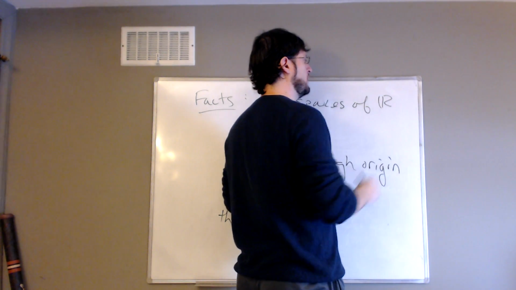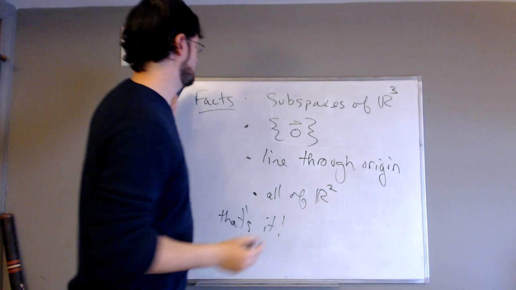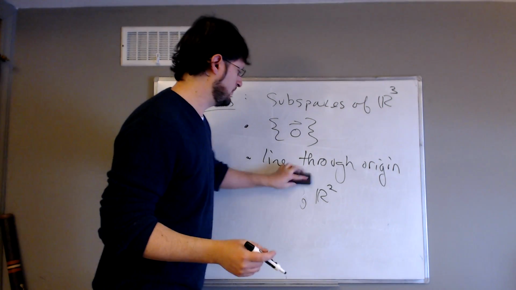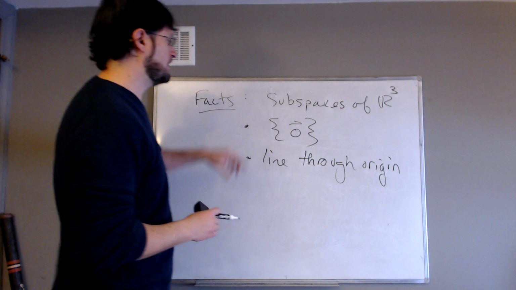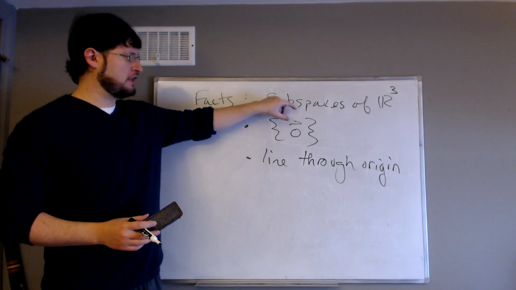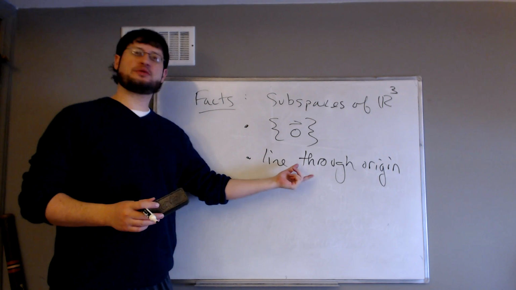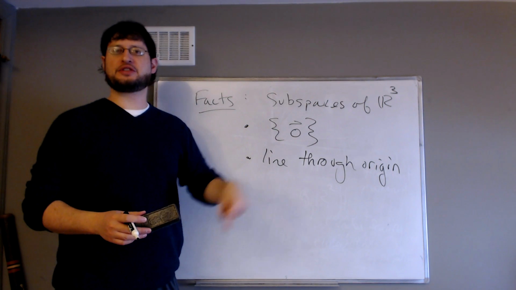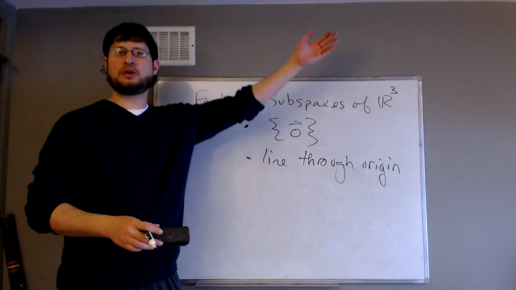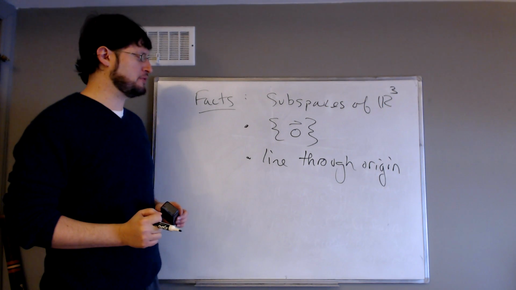For R3, we have a few other things. We still have the zero set, the set that just has the origin in it. That's a subspace. Even if we're in R3, a line through the origin is still okay. I can still scale it and it stays on the line. If I add up two vectors in the same direction, the resultant vector still points in the same direction.